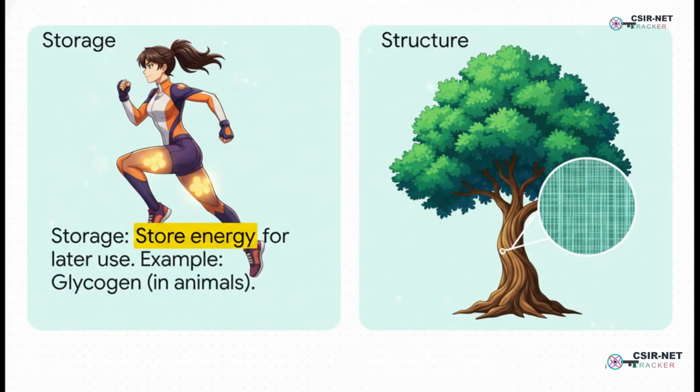Now, when you link these simple sugars into really long chains, you get polysaccharides. And they basically have two main jobs. One is energy storage, like the glycogen we pack away in our muscles and liver for when we need a quick burst of energy.